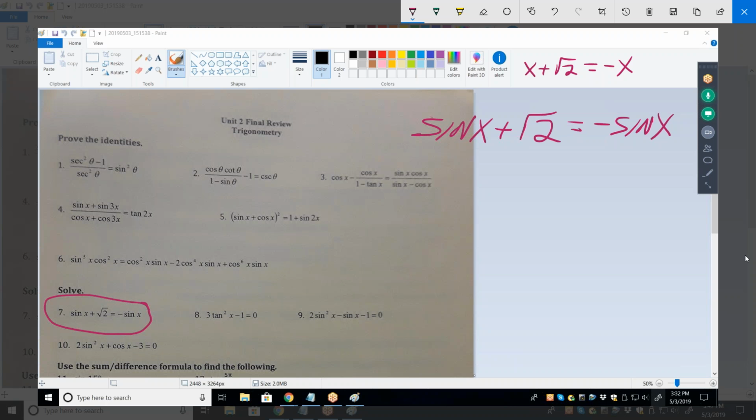Add x? Yeah, you would gather like terms, right? Not only would you gather like terms, you would put all terms with x on them on one side, and you'd put everything else with numbers on the other side. So you'd end up with 2x equals minus root 2. And then x would be equal to minus root 2 over 2. Well, trig equations are exactly the same. They really aren't any different. Do the same process. What do you get?